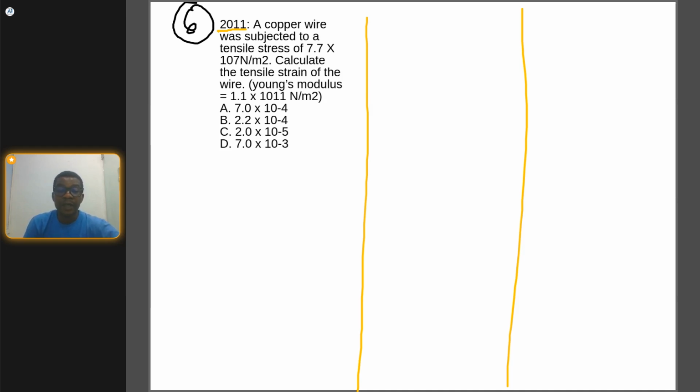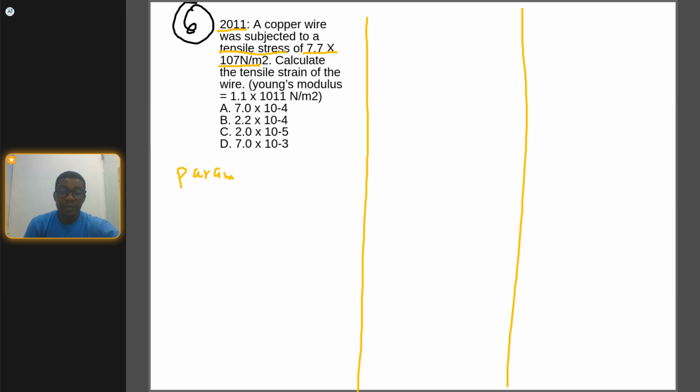A copper wire was subjected to a tensile stress of 7.7 times 10 raised to power 7 Newton per meter square. Calculate the tensile strain of the wire, given that Young modulus is 1.1 times 10 raised to power 11 Newton per meter square.